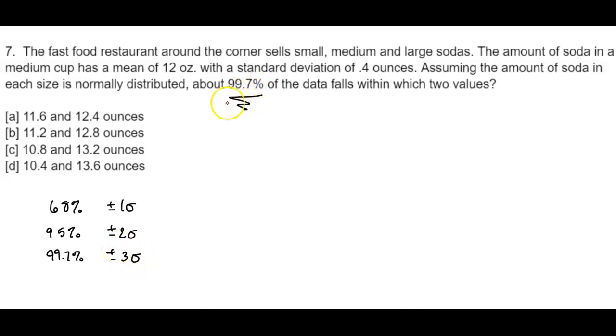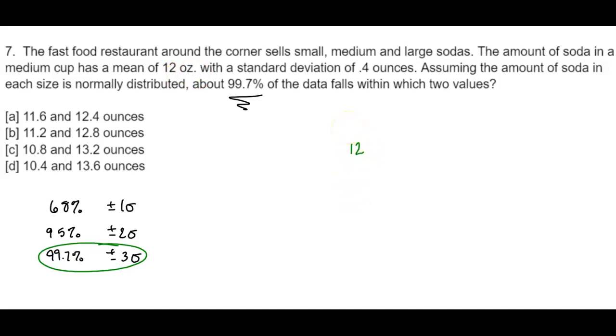So since we're trying to find the two values where about 99.7% of the data reside, we are trying to find this interval right here, those endpoints for that interval. So again, I'm going to build the curve. I'm not going to draw the curve. I'm just going to build those numbers at the end so that I can get those endpoints. All right, so my mean, we said, is 12 ounces. So 12 is going to be my dead center value.